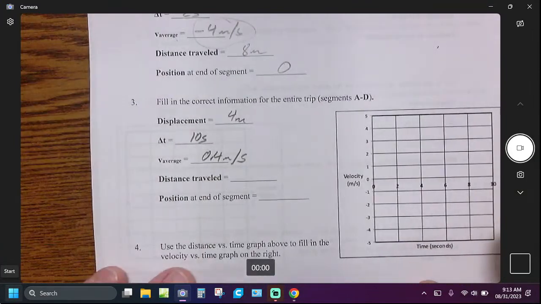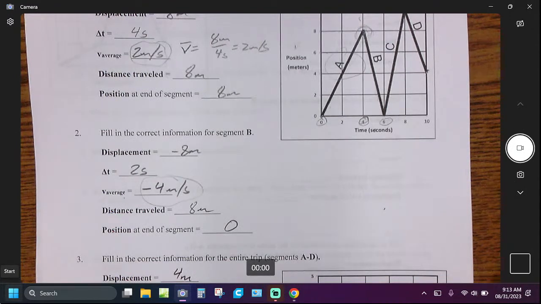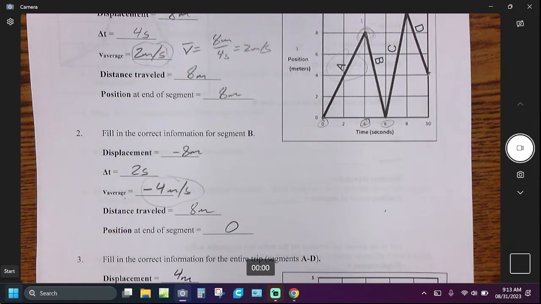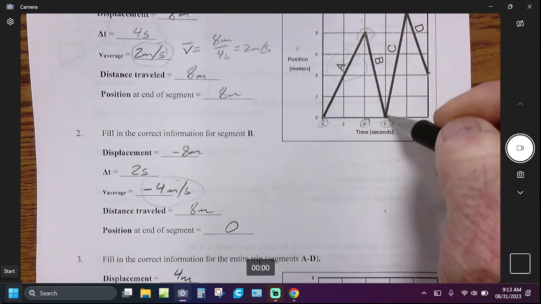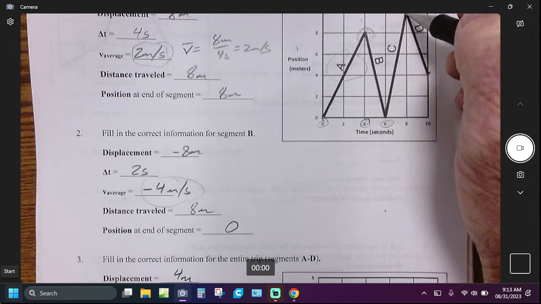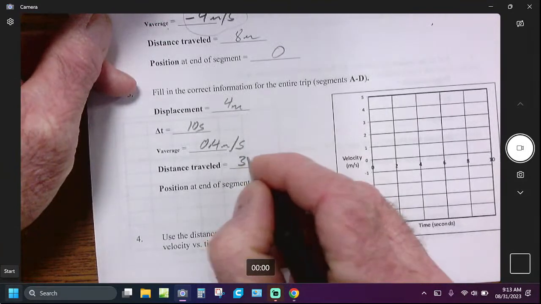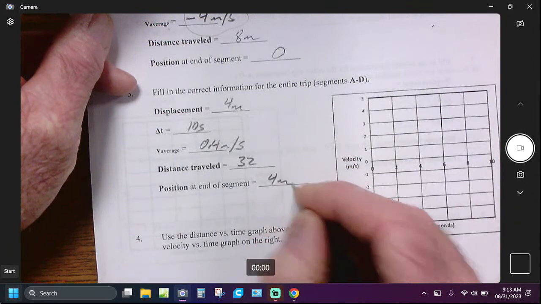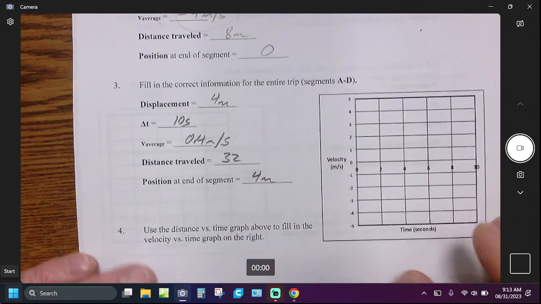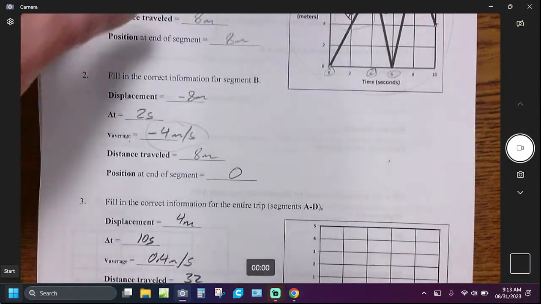The distance traveled, I can't remember, I haven't done this in a while. 32, yeah. So this is 8 meters, another 8 meters. So that's 16, plus another 10, that's 26, plus 6, which would be 32. And the position at the end? 4. That's all really easy stuff. The last thing is to take this position versus time graph and make a velocity versus time graph.